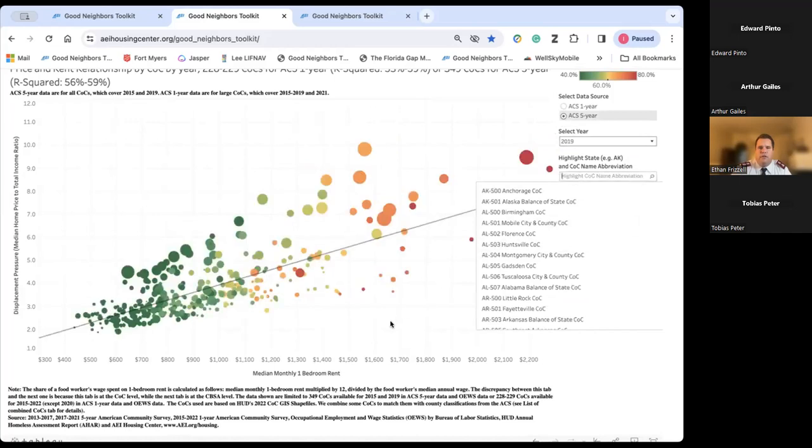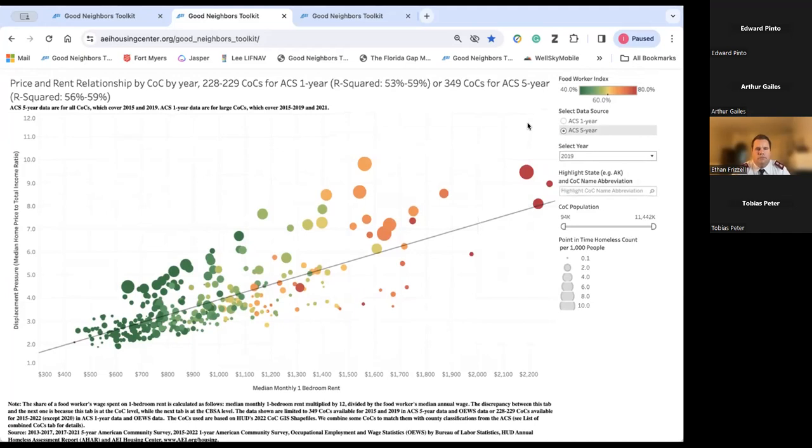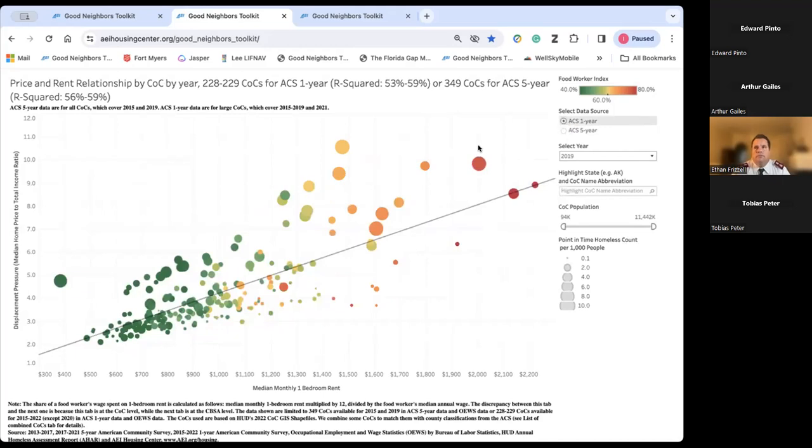Notice the R squared up in the upper left is 56 to 59% for this particular scatter plot. So it's somewhere in the upper 50s. If you go back and look at the other scatter plot that was looking at displacement rate versus displacement pressure, that had an R squared for 2019 for all the COCs 5-year of 78%. That goes back to our point. The explanatory power of the displacement rate versus displacement pressure is much greater than the explanatory power of the price to rent relationship shown on this scatter plot.